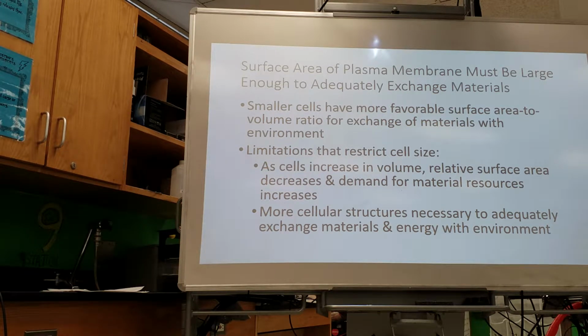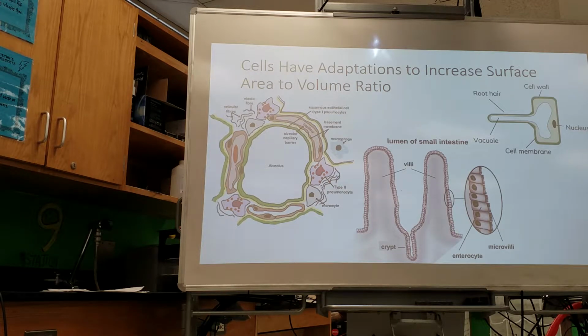One, because things diffuse once they get into the cell. You can't have anything too far from the cell membrane, so that way nothing can diffuse to it. And you also need to have enough energy to support all of that cytoplasm. All right. So there are multiple adaptations that cells have in order to increase the surface area to volume ratio. It's either to reduce volume or increase surface area.